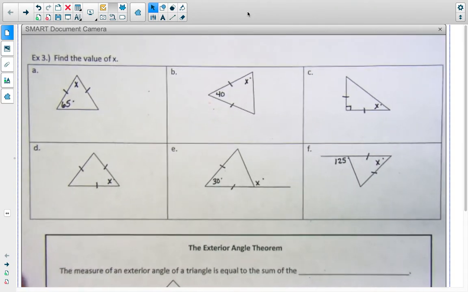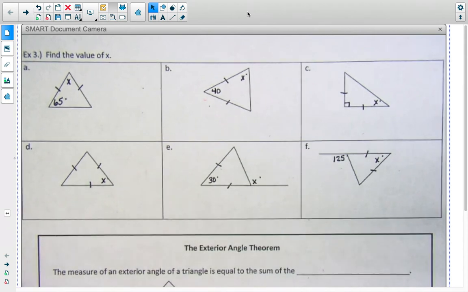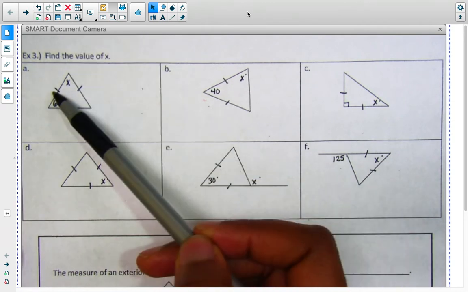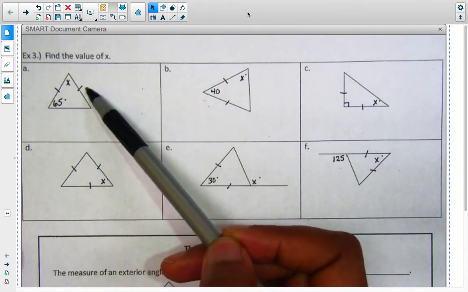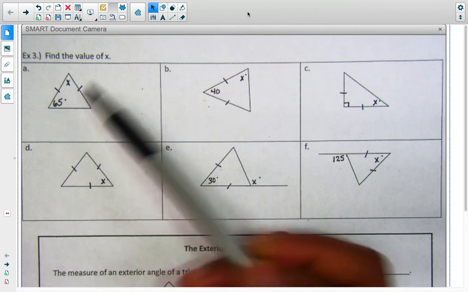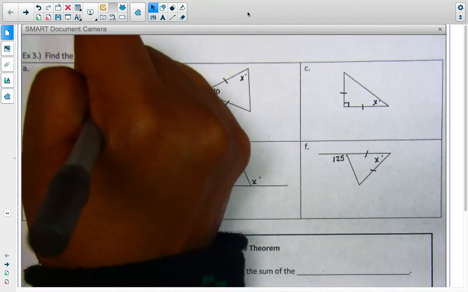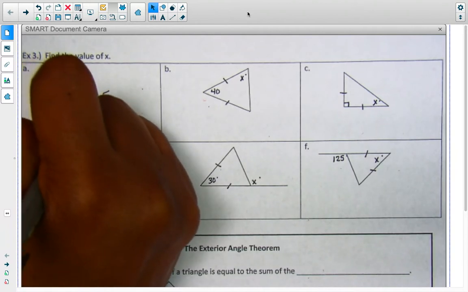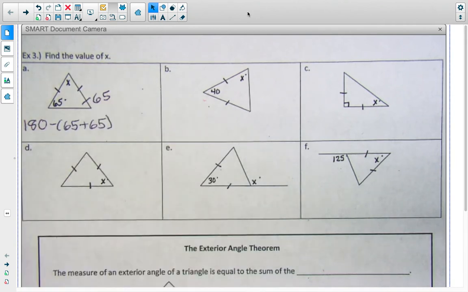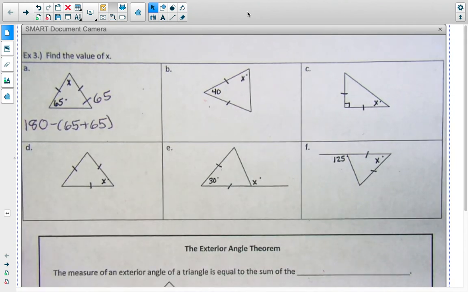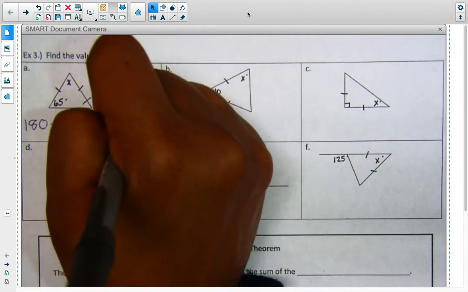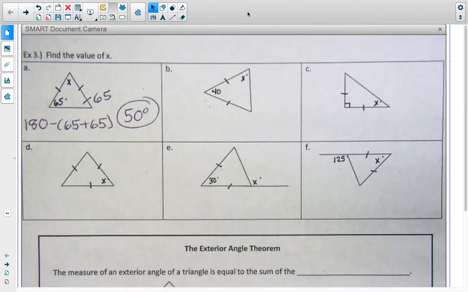All right. Make sure you can see there, and here we go. Find the value of x. So I see that this is an isosceles triangle. I see these two tick marks mean that they are equivalent to each other. So the opposite angles are equivalent. That means this one is 65. So for this one, all we have to do is 180 minus 65 plus 65. Absolutely, you can use a calculator. So I don't have to do this mental math, you can plug it in the calculator. So 50 degrees. There we go.